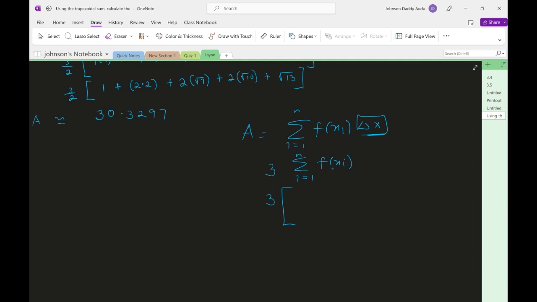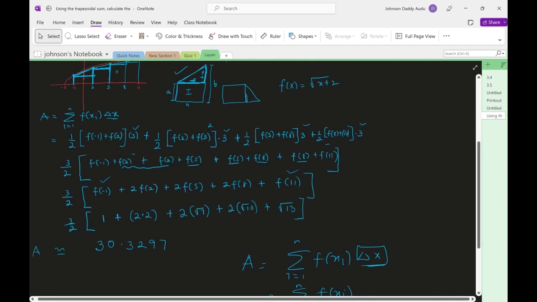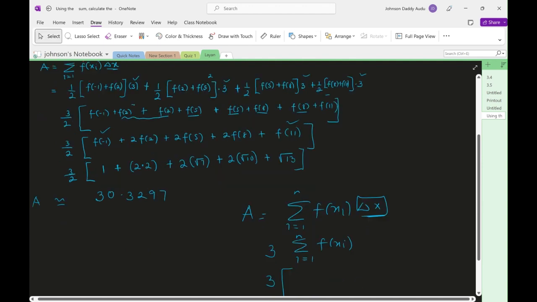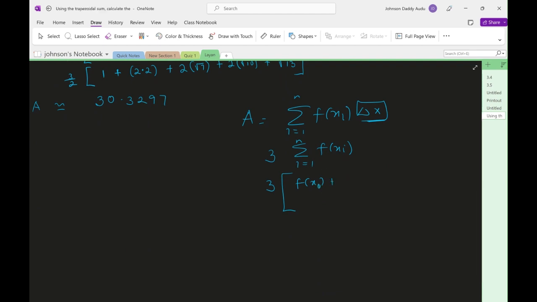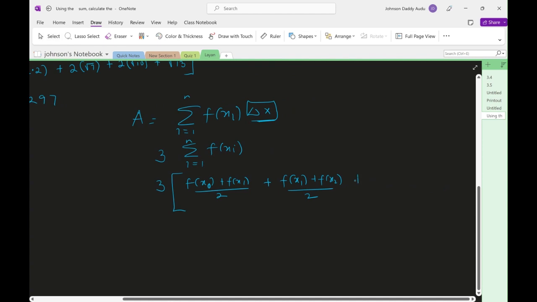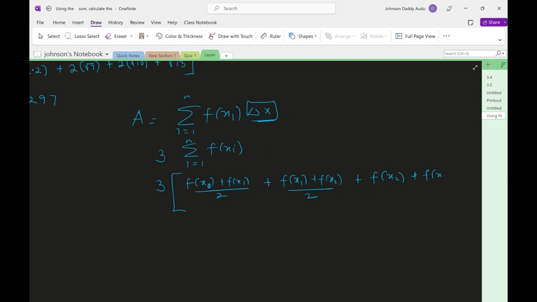Now, how do you work with this f of xi? This will now be the sum of the 2 points, the average. The average of where? So for example, the first thing here should be f of x naught plus f of x1 divided by 2. That will be the first one. Then plus, the second one is going to be f of x1 plus f of x2, divided by 2. So you continue until you exhaust all your rectangles.